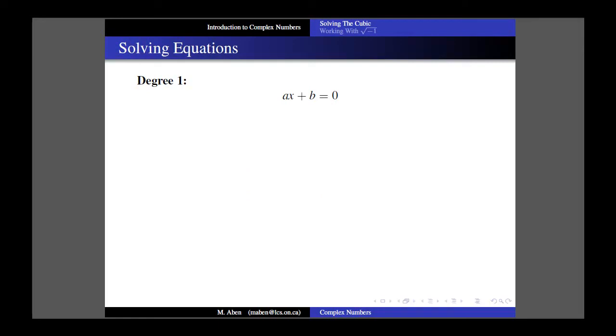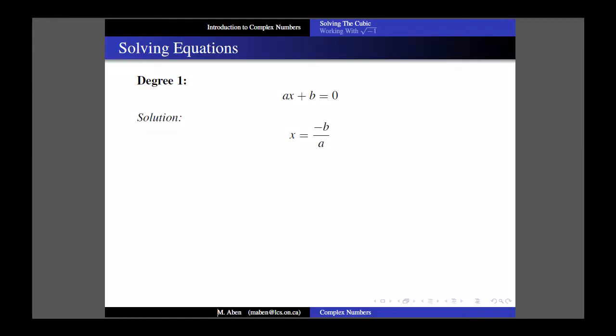Solving equations is an important part of mathematics. And the degree of the equation is just the exponent that would be on the variable. So like this, this is just an x to the 1. So this would be an equation of degree 1, or what's often called a linear equation, in standard form. And to solve this, well, it's simple enough. You simply take the constant, the b, and subtract it over to the other side. You divide by the a, provided, of course, the a is not 0.